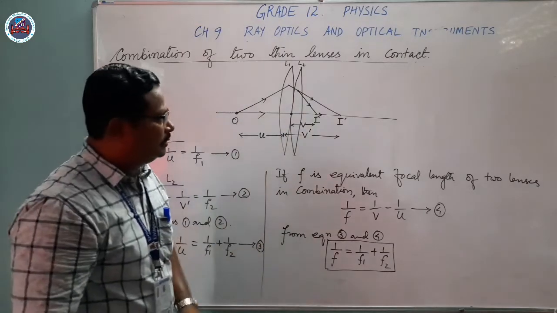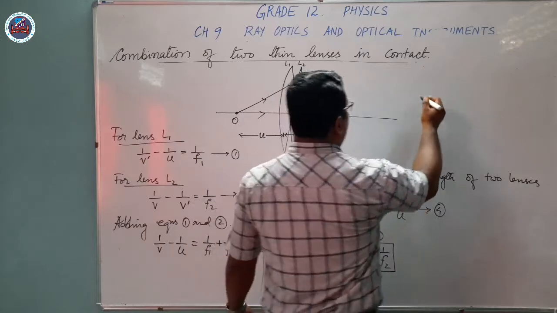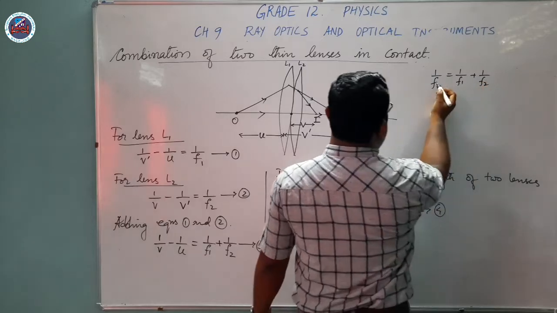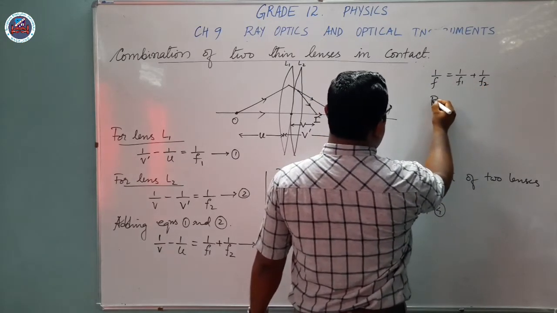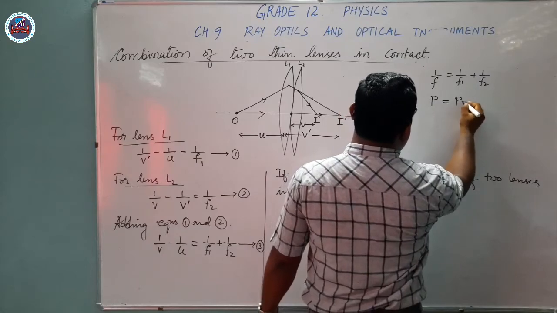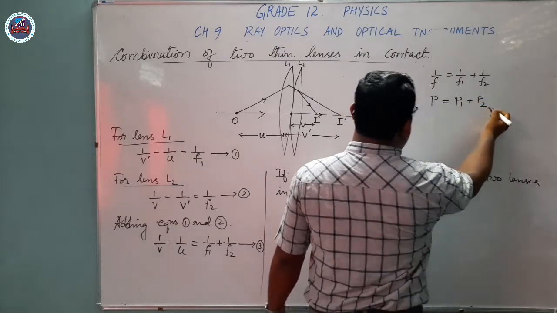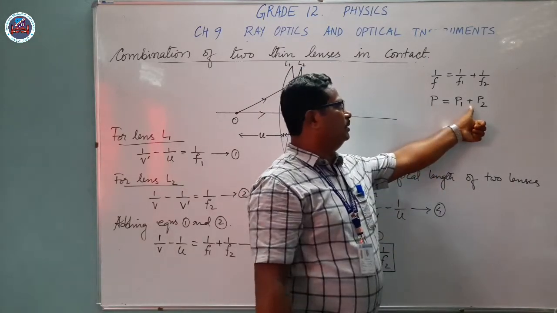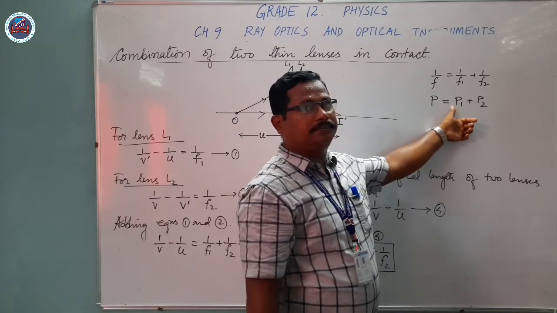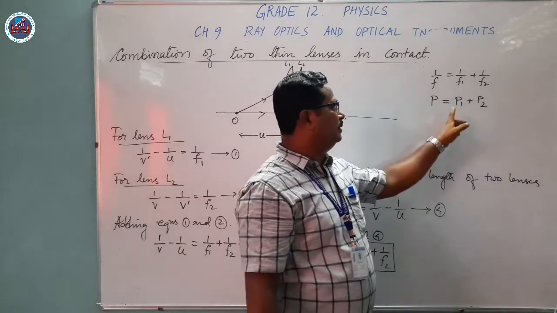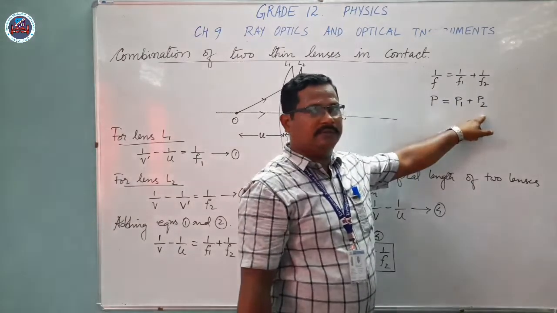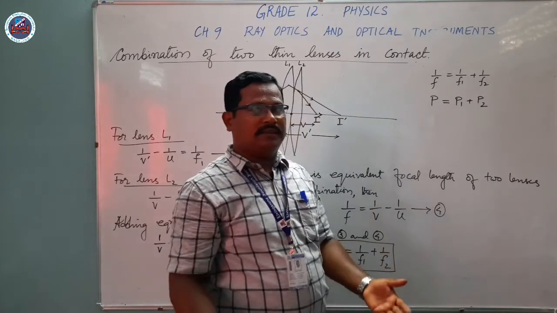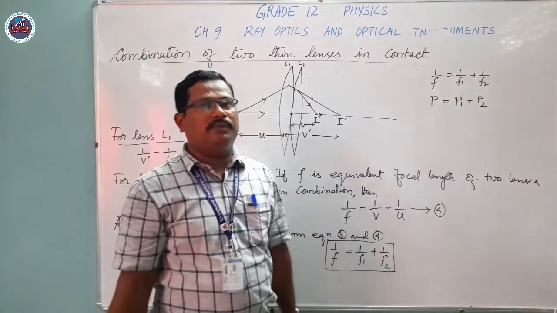Now from this you can get the expression for power as well. If 1 by f is equal to 1 by f1 plus 1 by f2, then the power of the combined lens will be equal to the power of the first lens plus the power of the second lens. Here also, if the lens is concave, minus will come out. If the lens is convex, plus will be there. If the first one is concave, negative. If the second one is concave, negative. So a concave lens will get negative power and negative focal length. A convex lens will get positive power and positive focal length.